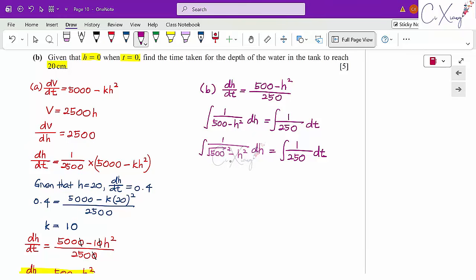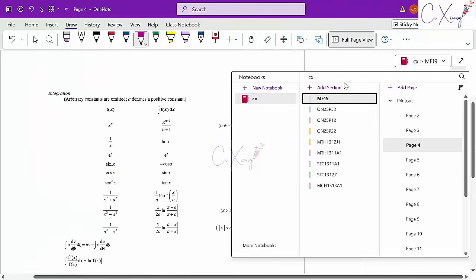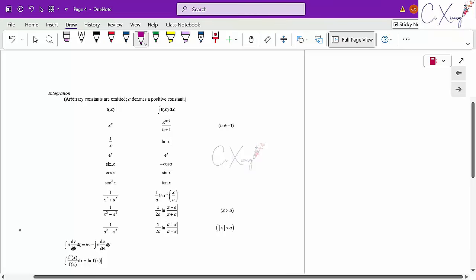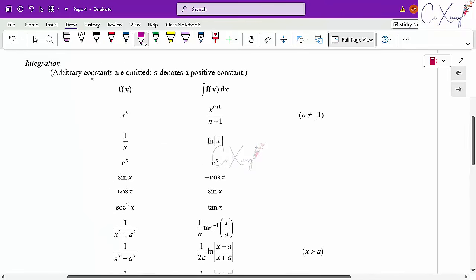Okay, then some students, when they look at this one, they already can try to link that, oh, this integration, basically you can separate it into partial fractions, then only you carry out the integration. But this is too long because they only give you 5 marks here. For this particular question, actually you are allowed to directly get the integration formula from our formula booklet. Alright, so you can have a look at our formula booklet, the MF19. This MF19 under the integration part.